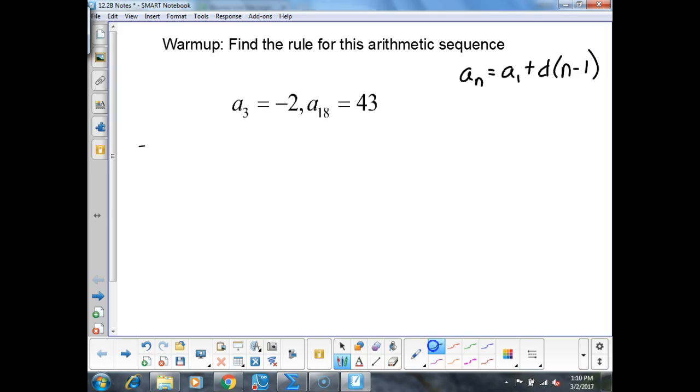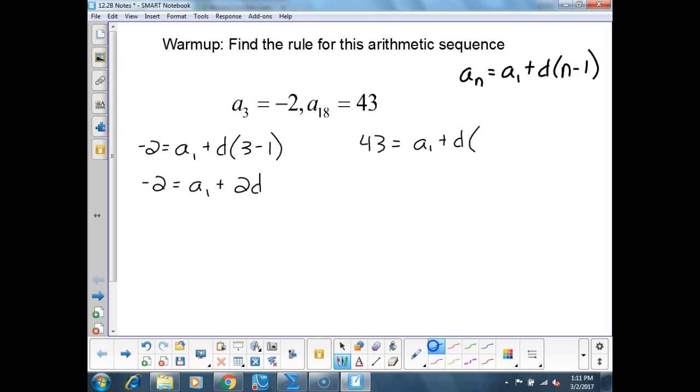The third term is -2, so I can use my rule to find the first term and the common difference, knowing that it is the third term. I can simplify that a little more to make it look like a sub 1 plus 2d. Then I can use the other term that's given to me. Times 18 minus 1 gets me that, so 43 equals a sub 1 plus 17d.